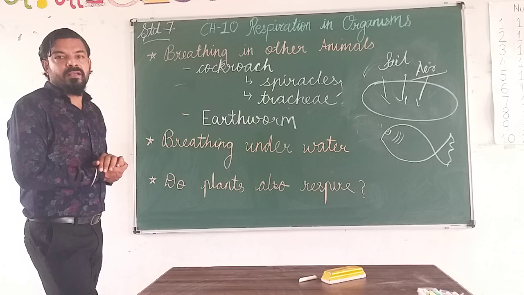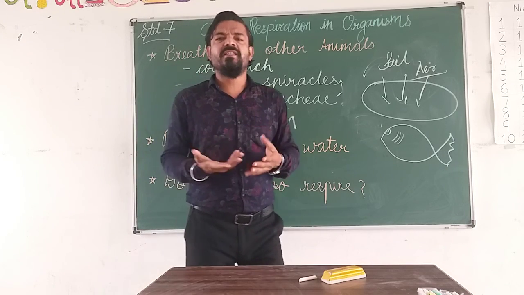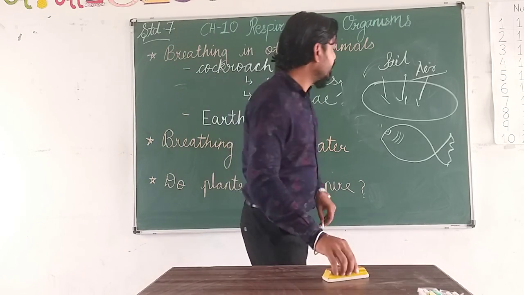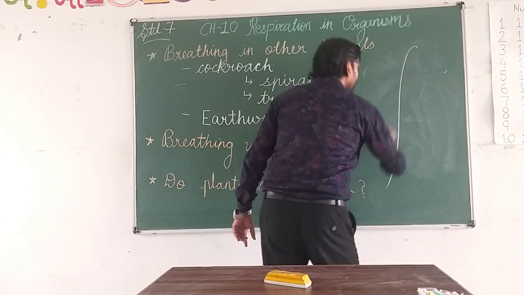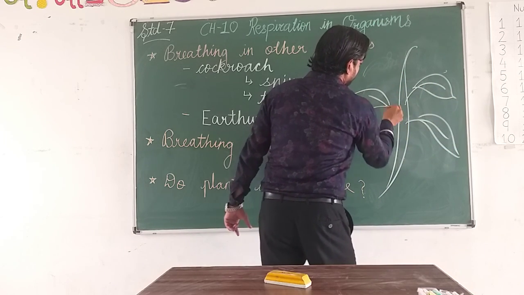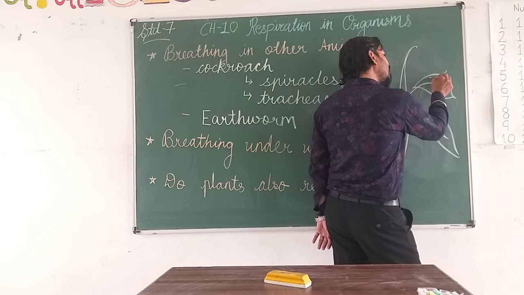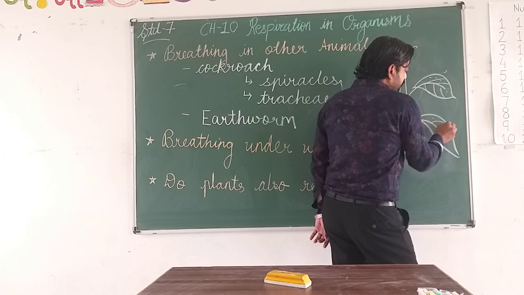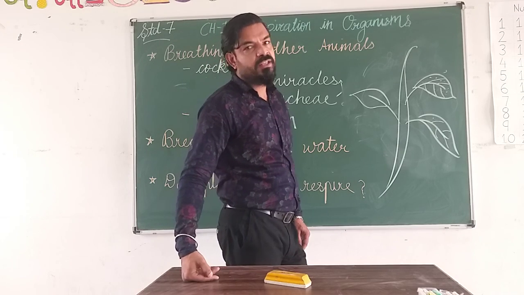Now we have the last point in this chapter, that is, do plants also respire? Students, in standard 6 or in this standard 7 also, in the first chapter, we know that the plants, I just want to show you with this small diagram. See, now here these are some leaves. Okay, this is our diagram. Now if you see the leaves, you will find small holes between this. Okay, so this is called the stomata.